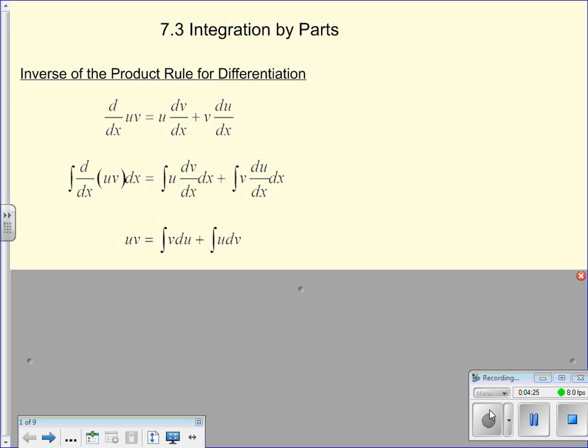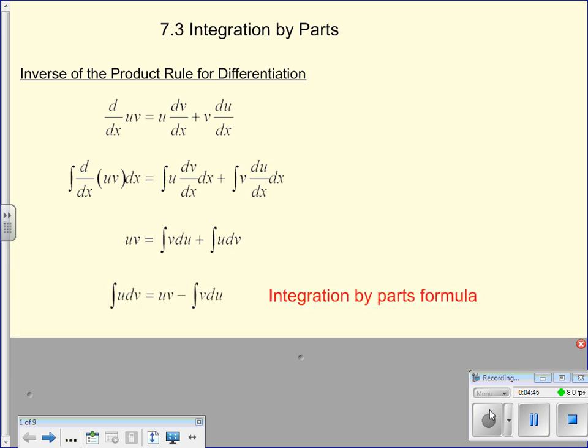The integral of the derivative of UV is just UV. The integral of U dV, and the same thing here, the integral of V du. If I rearrange this and just move things around, I get the integral of U dV equals UV minus the integral of V du. This is the formula we're going to use. It comes from the product rule, and I just wanted to show you where the formula you're using comes from.